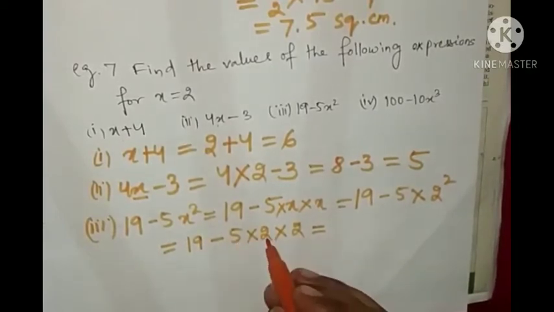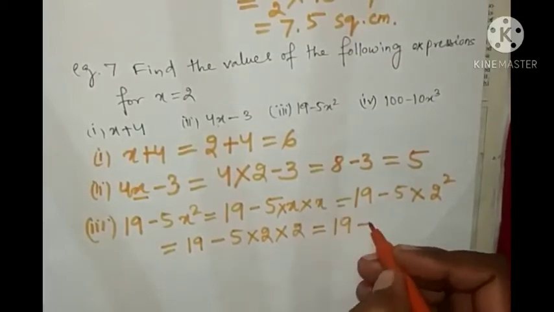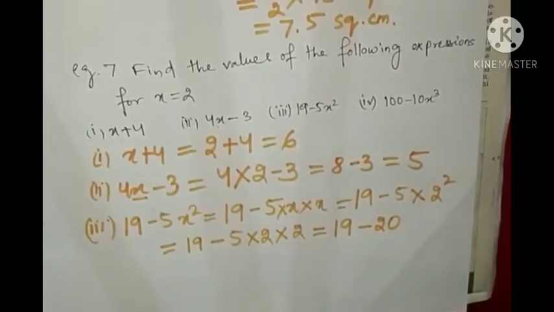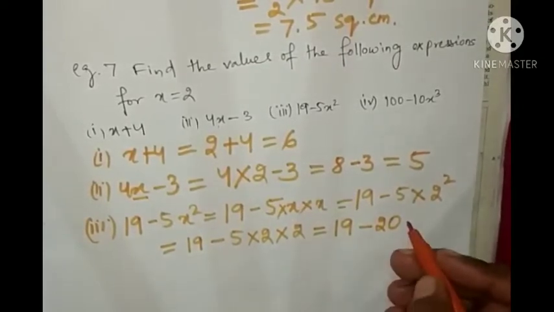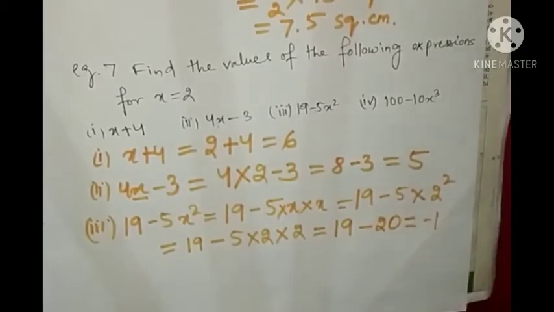So 5 twos are 10, 2 tens are 20. So 19 minus 20. Okay. So how much is it? The answer is 19 minus 20 is minus 1. Okay.